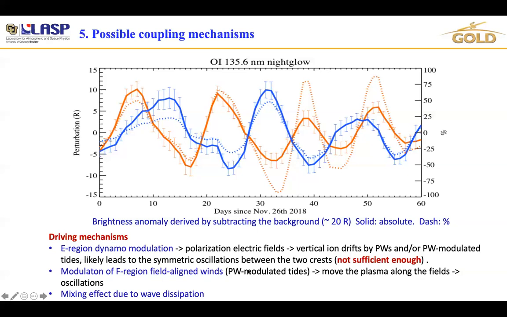The second mechanism is called modulation of the field line winds. It gives the scenario that planetary waves, first of all, modulate the tides in the middle atmosphere, and afterwards the tides continue to propagate into the F region and modulate the field line winds, moving the plasma along the magnetic field and producing oscillations in the plasma density. For our specific case, we suggest both mechanisms should play a role in transmitting the 16-day periodicity from the middle atmosphere into the ionosphere. And the last mechanism is the so-called mixing effect due to wave dissipation. From the observation point of view, one can hardly confirm whether this mechanism works or not, but from modeling, we can probably give further elucidation in the near future.